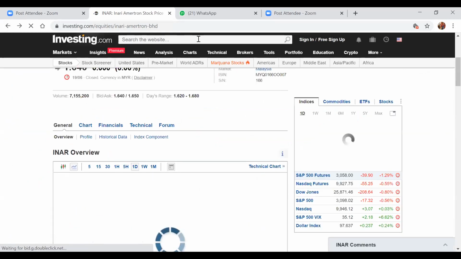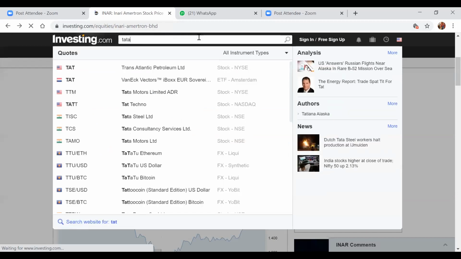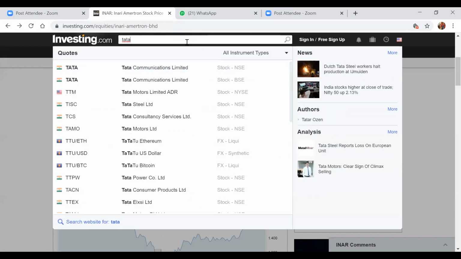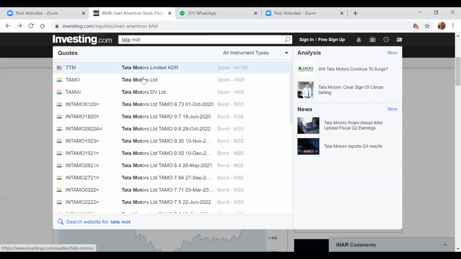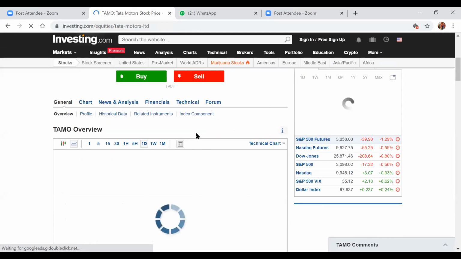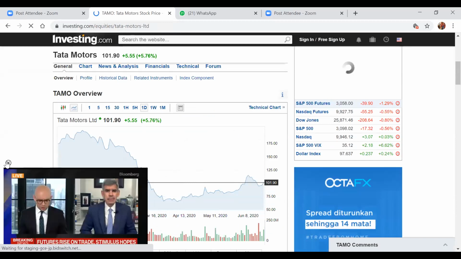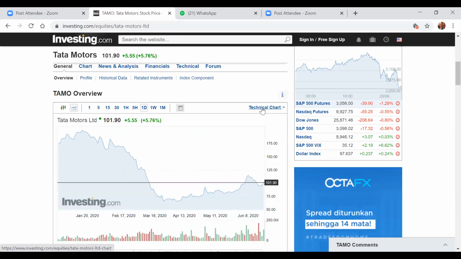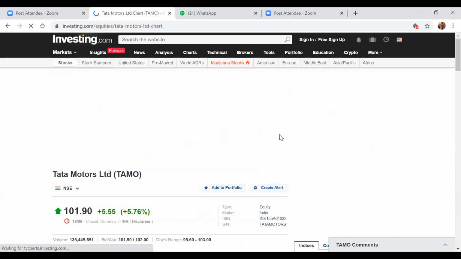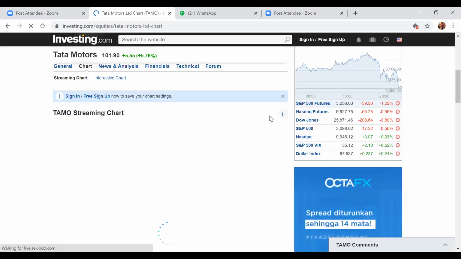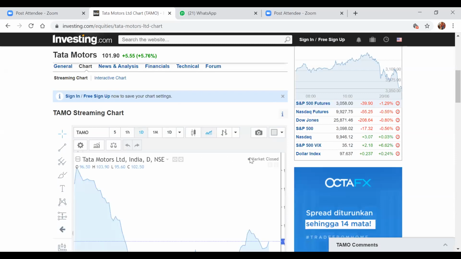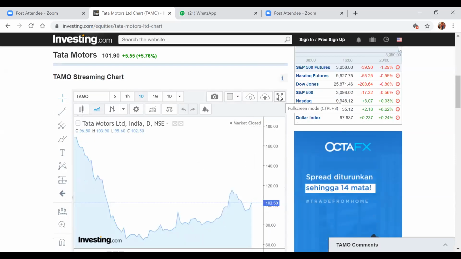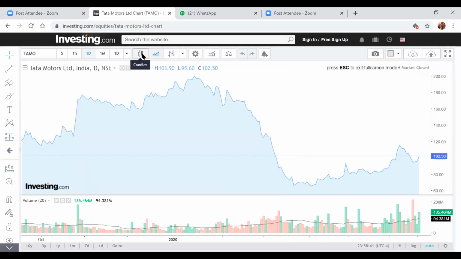So basically on investing.com, if you search any stock, for example Tata Motors, it will give you this view, and you should click here on the technical chart. Once you open the technical chart, you can maximize it to full screen. Here you have candles. Now it is in a trend. The trend is based on lines and points.